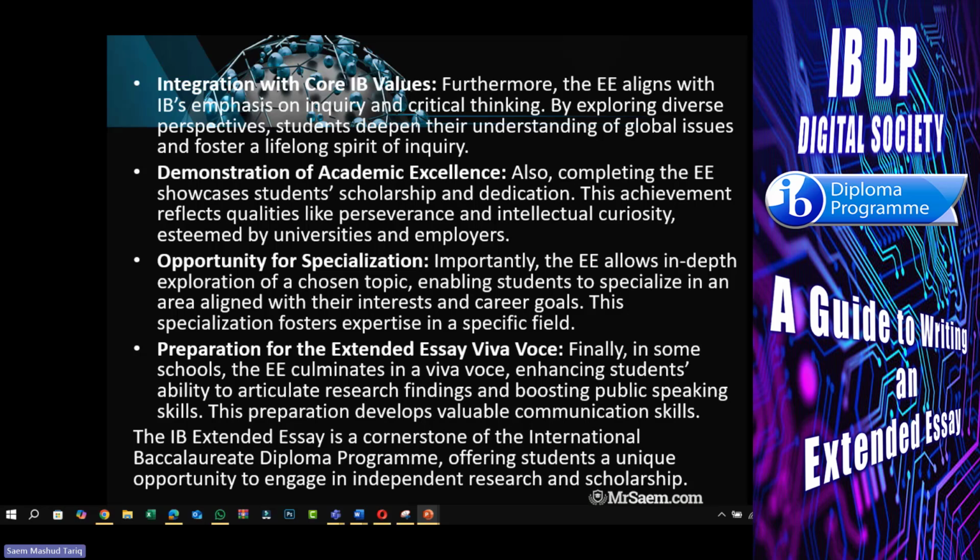Which obviously means that we have to see that the extended essay that you're writing showcases students' scholarship and dedication. This demonstrates how much in-depth knowledge you have, how much you've researched. Okay, it shows the perseverance that you have. Now, when we talk about perseverance, what do we mean by perseverance? Tell me.